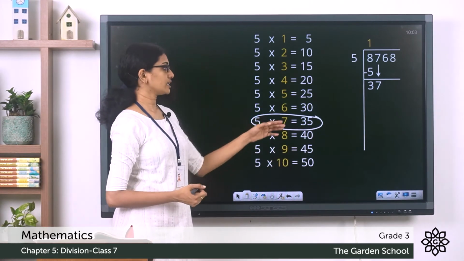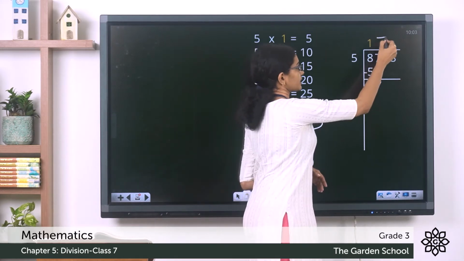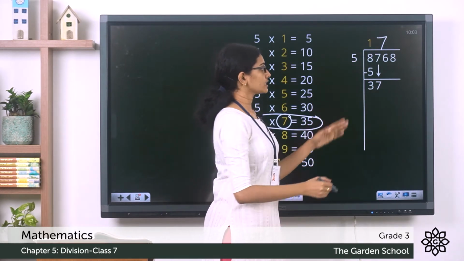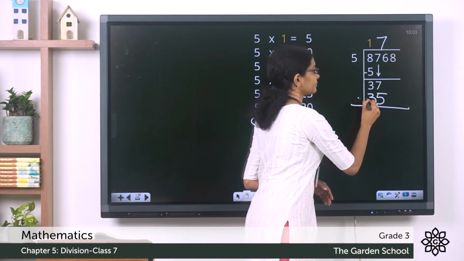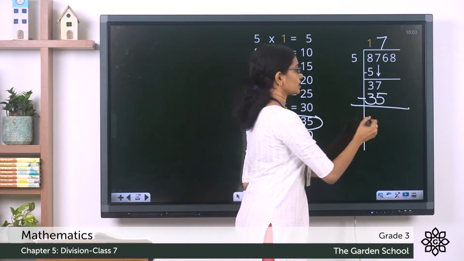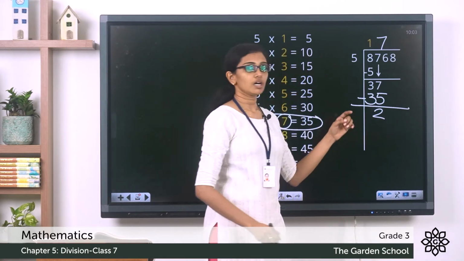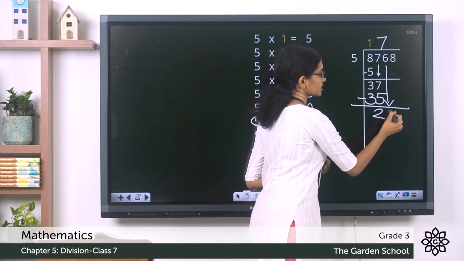So 5 sevens are 35. So let's take this 7 here and write it here. 5 sevens are 35. Now let's subtract the numbers. 37 minus 35, which is equal to 2. Now bring down the next digit, which is the digit 6.